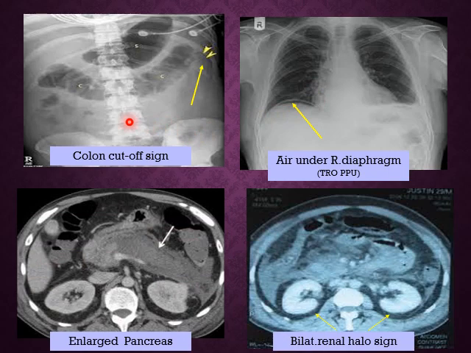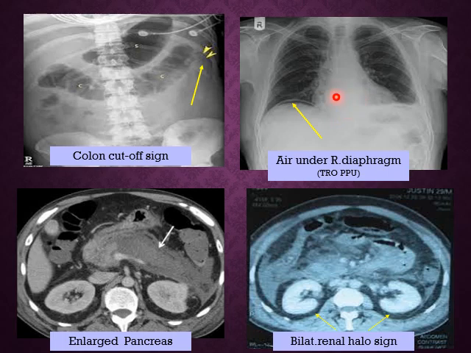Okay, this slide shows some images of acute pancreatitis. This is a plain X-ray of the abdomen, which shows a loop of transverse colon, clearly seen, and there's a sudden cutoff of the air from the colon, splenic flexure into the descending colon. There's no air in the descending colon, and this is known as the cutoff sign, which is due to localized ileus of the transverse colon due to acute inflammation of the pancreas.